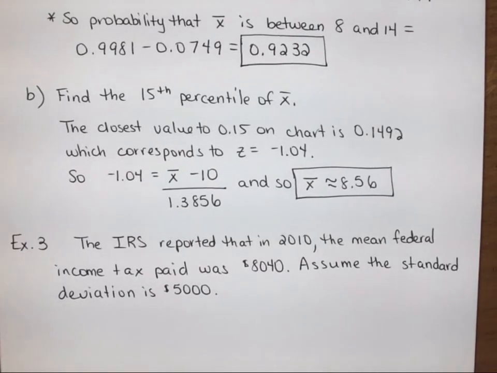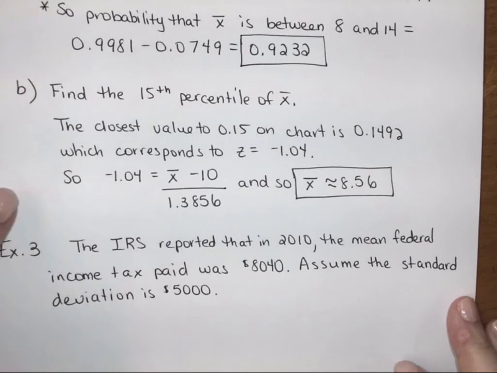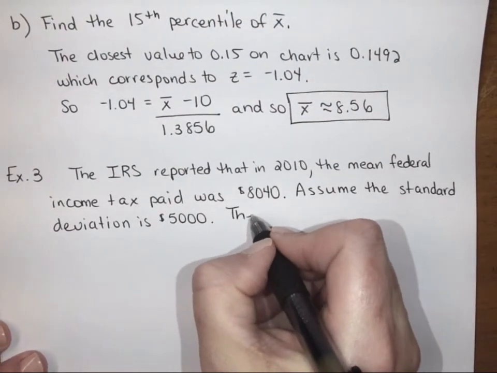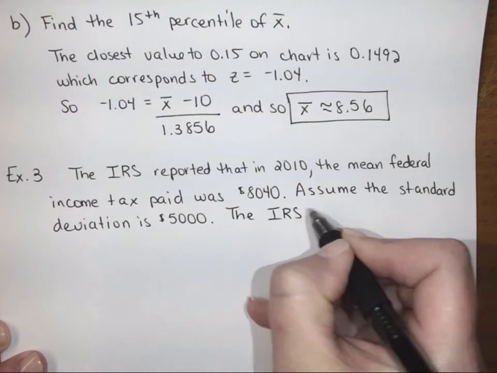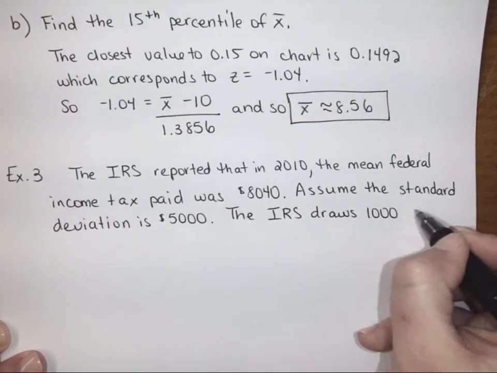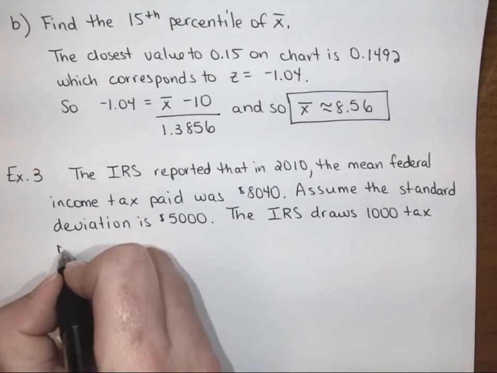But obviously, if we're talking about everybody who filed a return in 2010, that is a lot of people. That population includes a ton of people. Okay, so let's say that the IRS wants to study people further, so it draws 1,000 random tax returns to look at.